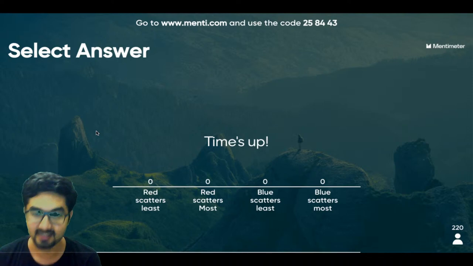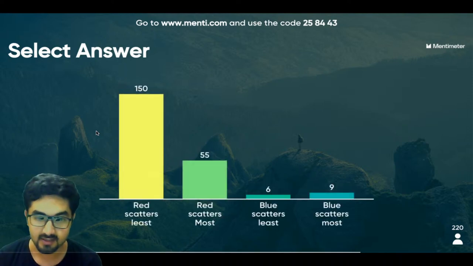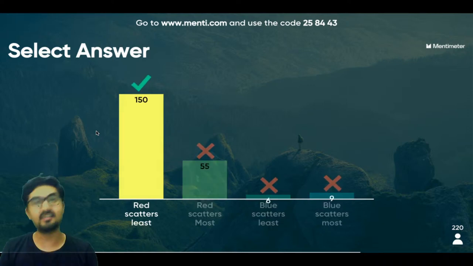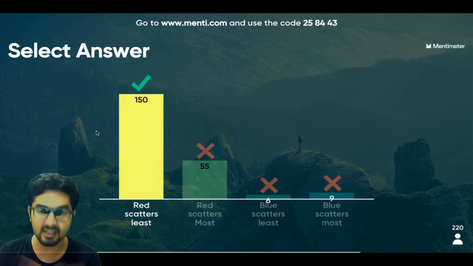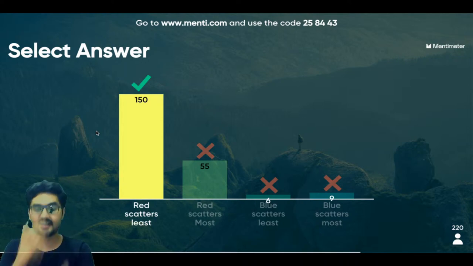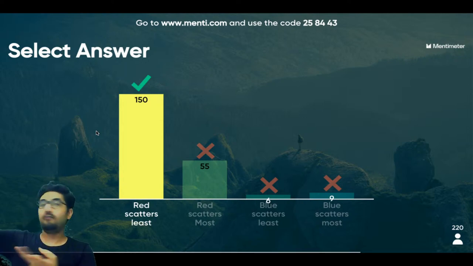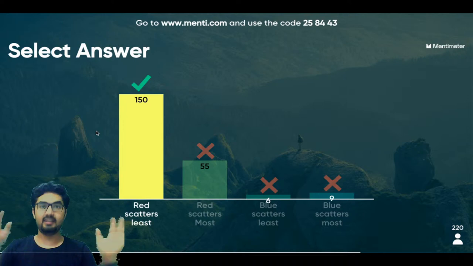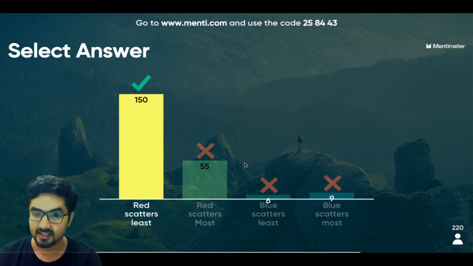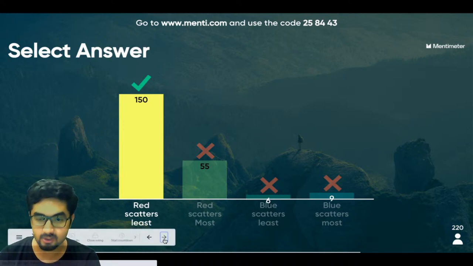Image bhi ja chuki hai. So the time's up, guys. Let's see what happens. Kuch na kuch to ho raha hai. So 150 people have done this correctly. Bahut, bahut badhiya. So red scatters the least. That's why we use red in the ambulance. We use red in fire brigades. We use red everywhere. In the danger signs, all these things. Theek hai. Thode janon ne galat bhi kar diya.